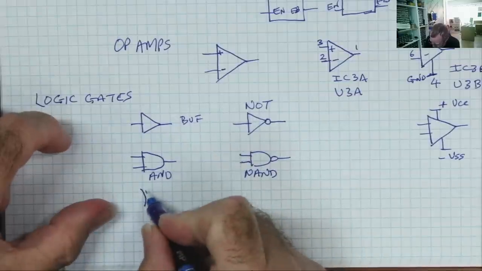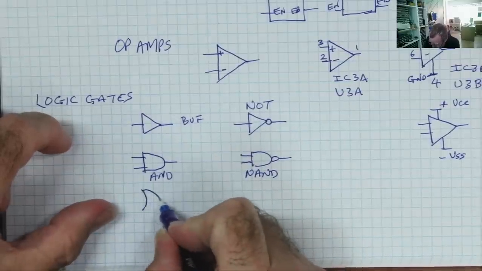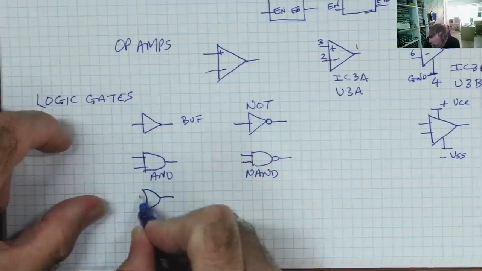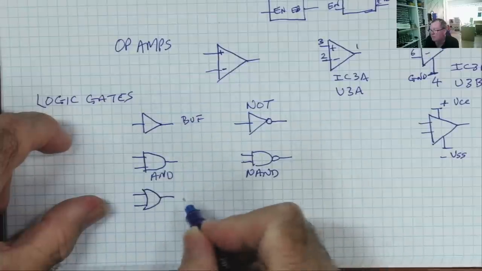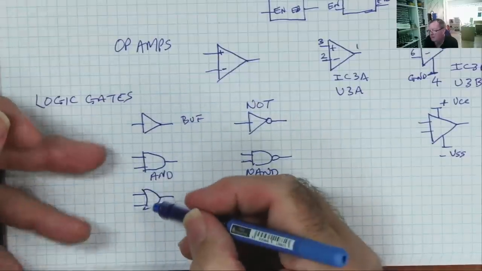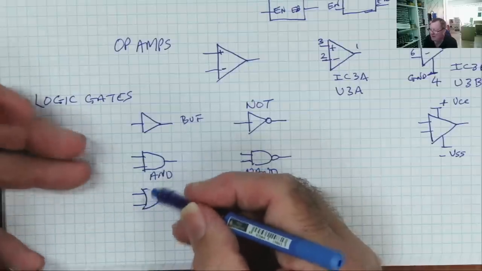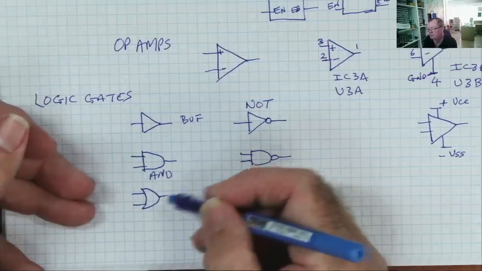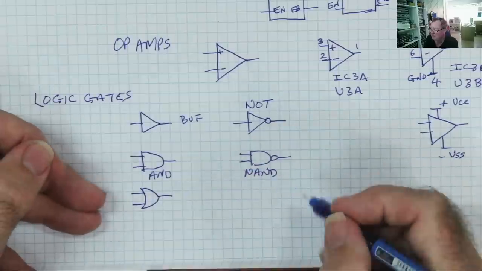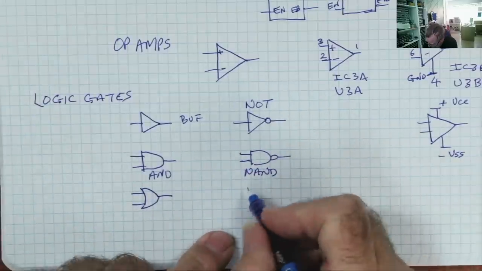We have OR gates, which this is the symbol, inputs and output. Either one input or the other, or both for that matter, have to be high, 5 volts, for the output to be 5 volts. If they're both low, this will be 0, low, okay? OR.